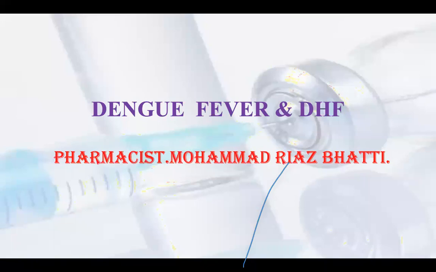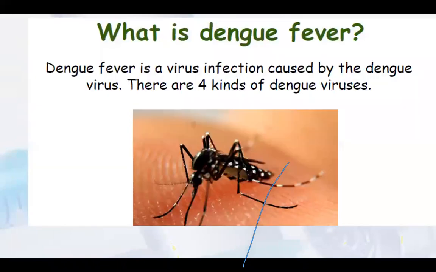Bismillahirrahmanirrahim. So today our topic is dengue fever and dengue hemorrhagic fever. Most of you are aware of this disease. Mostly it is found from August to September in Karachi and in Pakistan, when there's mild cold weather. So we go for this. What is dengue? Dengue fever is a virus infection caused by the dengue virus. There are four kinds of dengue viruses.